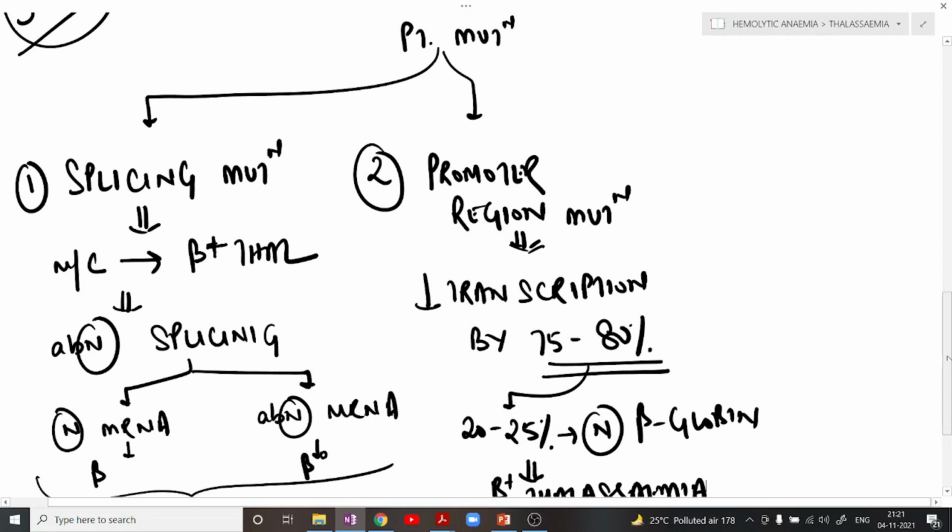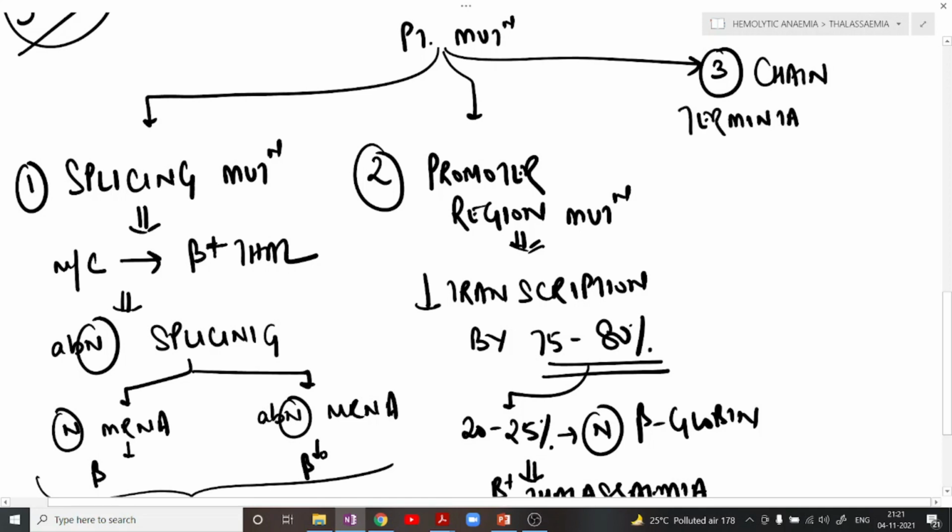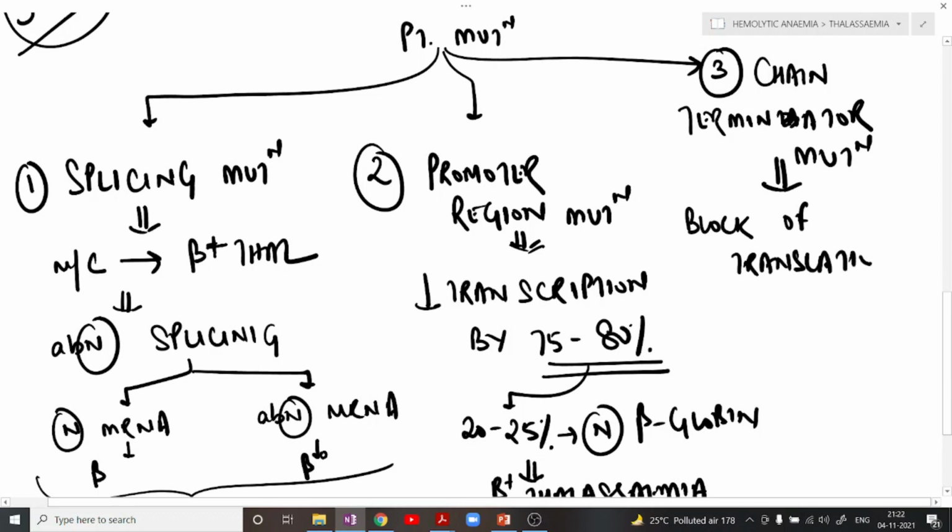And the third very important and the most severe kind of mutation is called chain terminator mutation. Now what happens in this case? There is a complete block in translation. Complete block of translation.